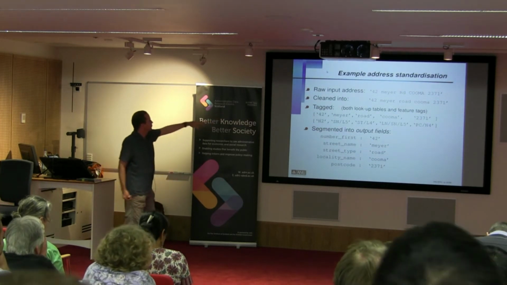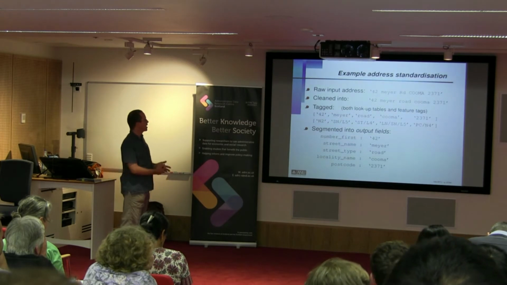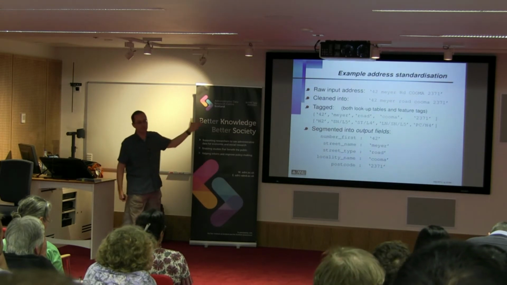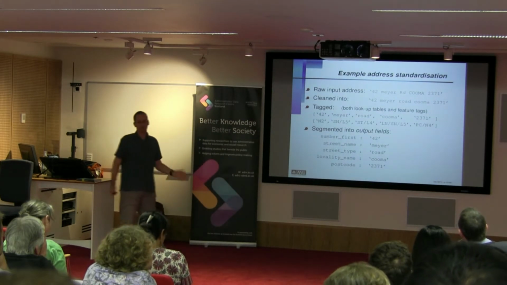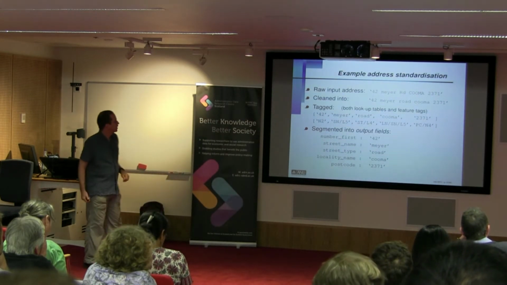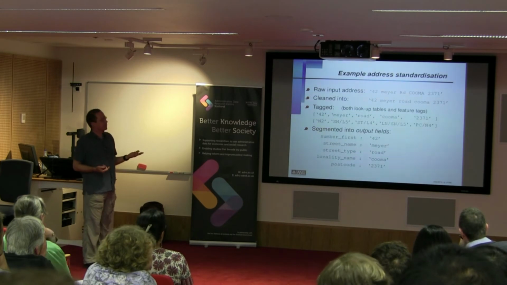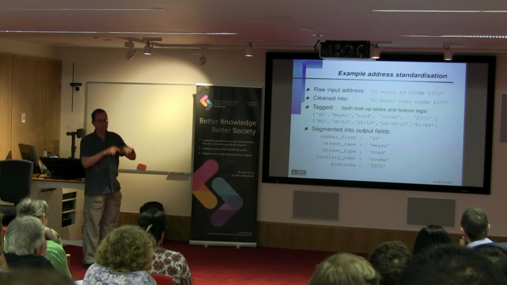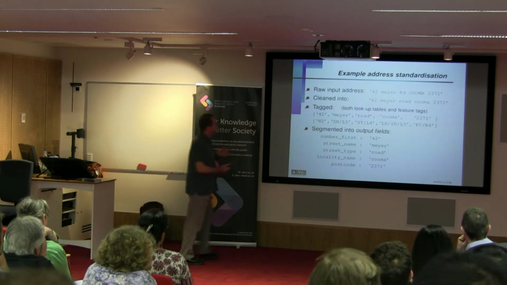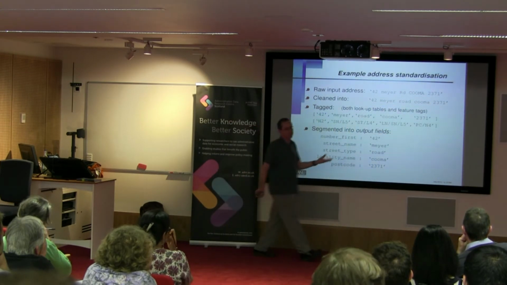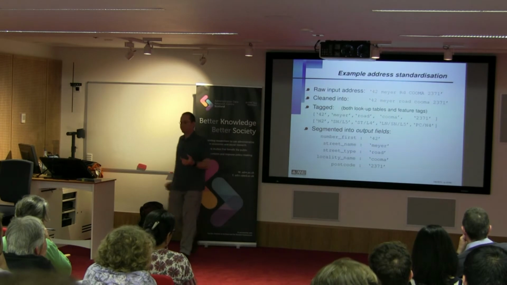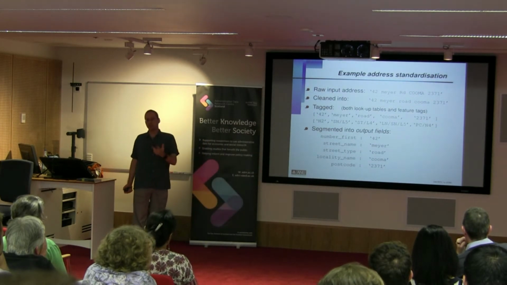So let's say we have the raw input address, which is 42 Mayor Road in Cooma, which is a little town about an hour's drive south of Canberra, which has a postcode of 2371. The first step is we clean it. The only thing we clean here is we make everything lowercase, and we replace RD with the word road. That's kind of the expansion of the abbreviation. With RD, it's pretty clear that this has to be road.